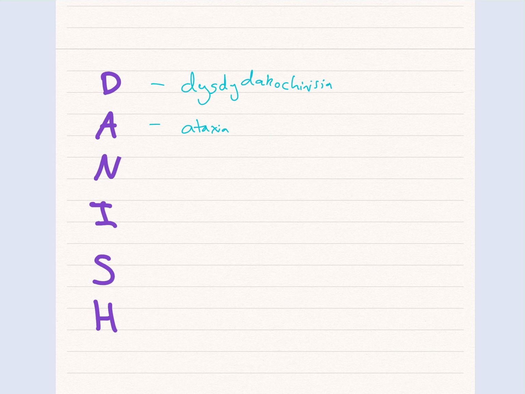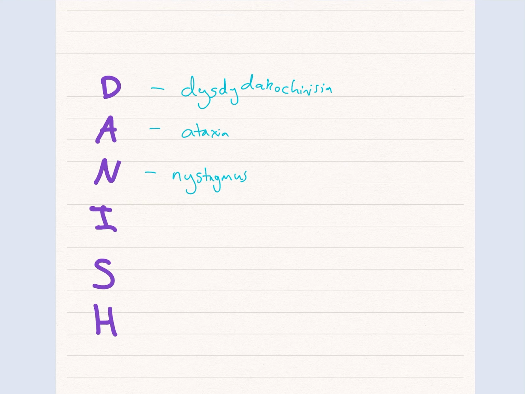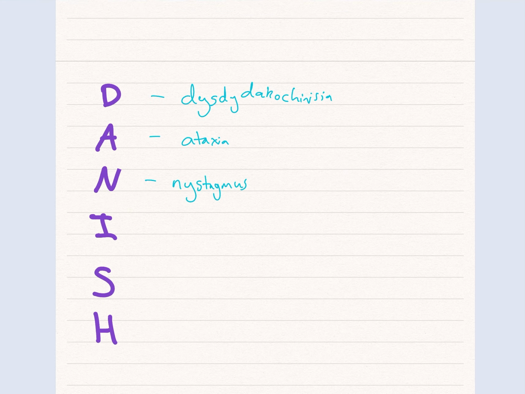The next one is nystagmus. What nystagmus is, is your eyes kind of flickering rapidly. The thing to remember with nystagmus is that just because somebody has nystagmus, it doesn't mean that they have a cerebellar lesion. There are other causes of nystagmus. If they just have nystagmus, though, it's something to investigate. It's your eyes flicking this way and that way.